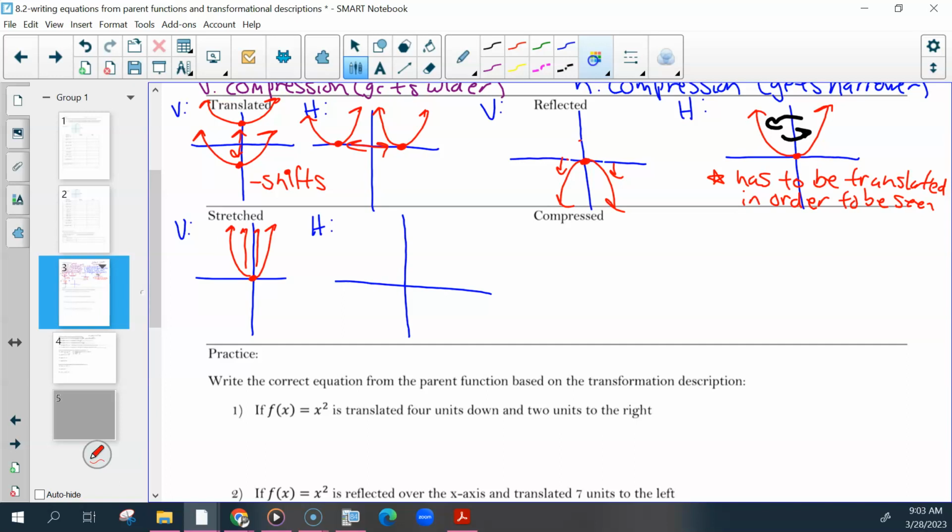And I'm going to write that as a note: that it stretches towards the y-axis, or gets narrower. You could just say that it gets narrower. That works too.